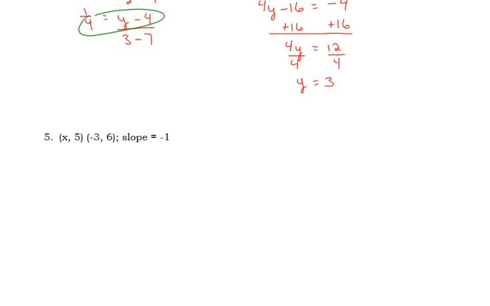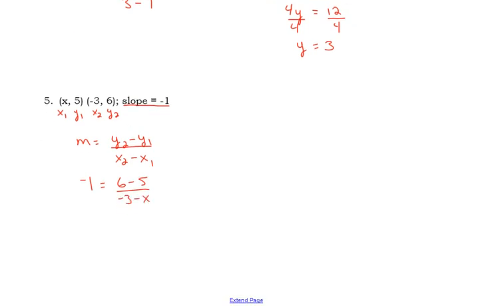In number 5, we have the missing x value, which is our first x, but we're given the first y, we're given the second x, and the second y. We're also given that our slope is negative 1. Because I have two ordered pairs and the slope, I'm going to use the slope formula, y2 minus y1 over x2 minus x1. Again, I'm going to substitute what I know. So I know the slope is negative 1. I know that y2 is 6, and y1 is 5, x2 is negative 3, and x1 is what I'm looking for.